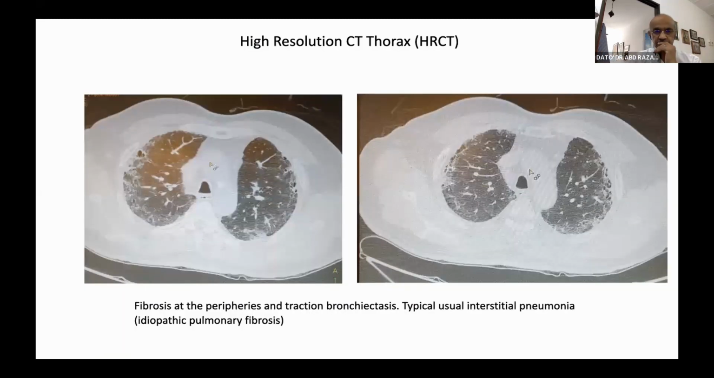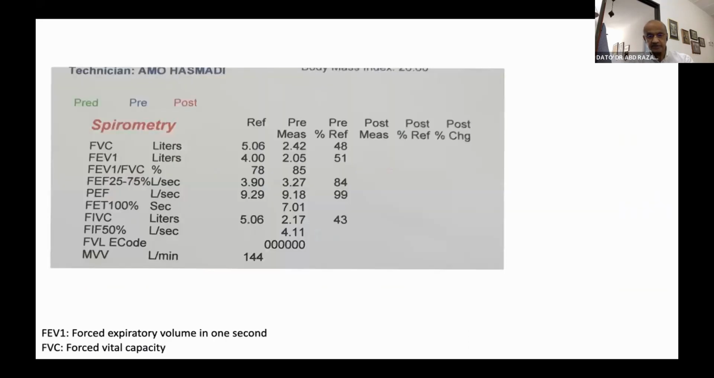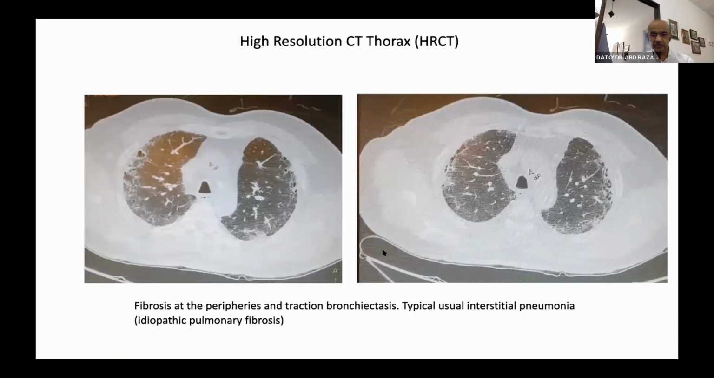Okay. And then we did a CT scan for the guy. The CT scan shows fibrosis in the periphery. And then also a bit of traction bronchiectasis, and they feel it is due to IPF. Okay. So very sad. We diagnosed this patient with IPF after 3 years of symptoms and delay in diagnosis.